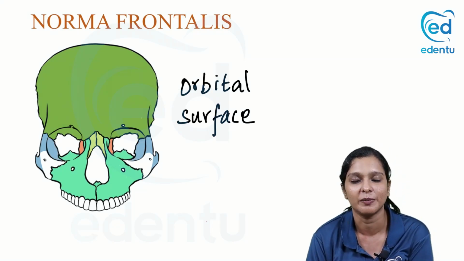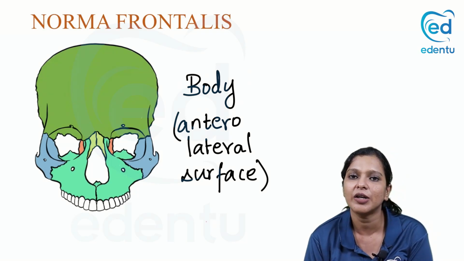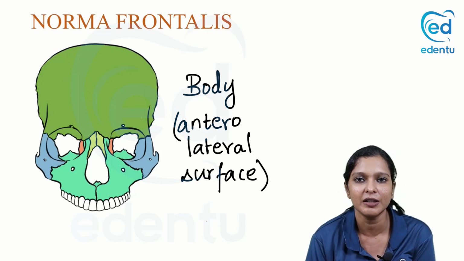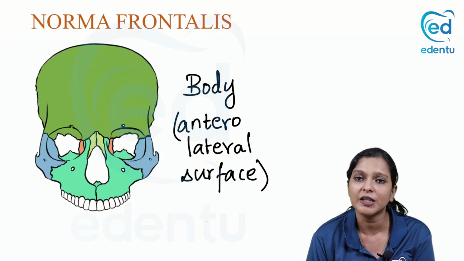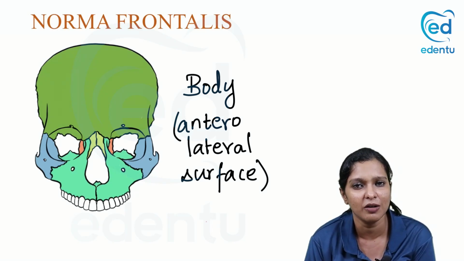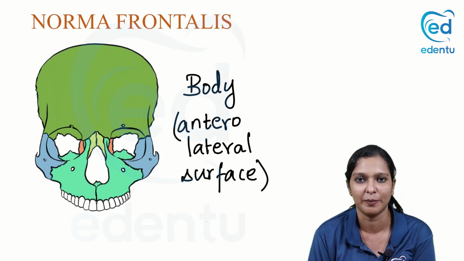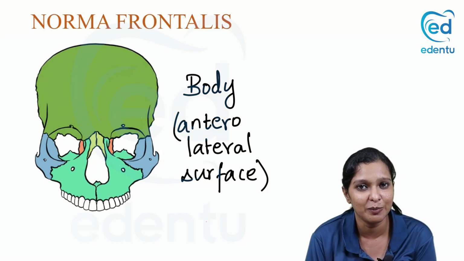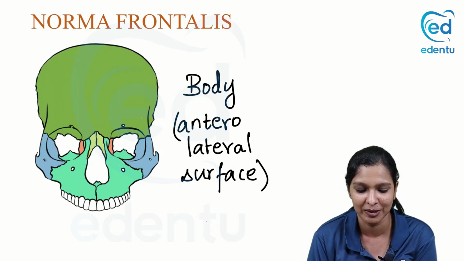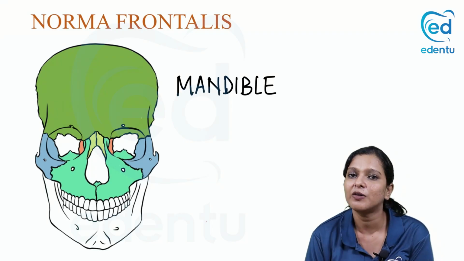This one also has an orbital surface and the anterolateral surface in the body of the zygomatic bone. Now, this surface also has a smaller foramen that is called the zygomatico-facial foramen. And then we'll move on to the next bone.